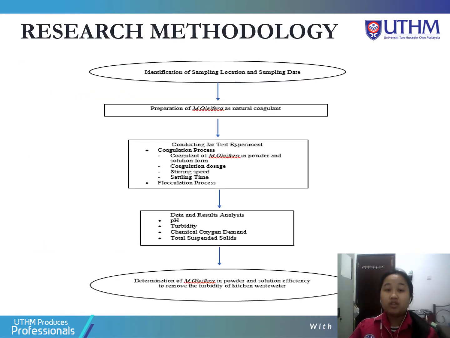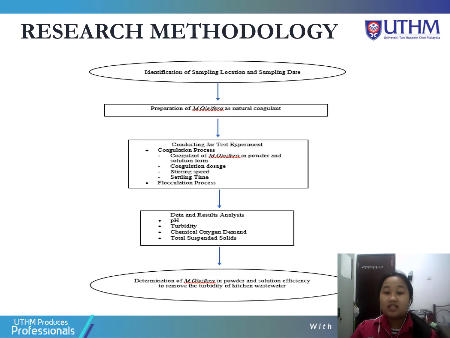The figure shows the research methodology. First is identification of the sampling location and sampling depth of Moringa oleifera seed. Second is the preparation of Moringa as a natural coagulant. Third is conducting the jar test experiment, which involves the coagulation process and flocculation process. In the coagulation process, the parameters involve the dosage of Moringa oleifera seed in powder and solution form. Second, the coagulation process. Third, stirring speed, and last is the sampling time.